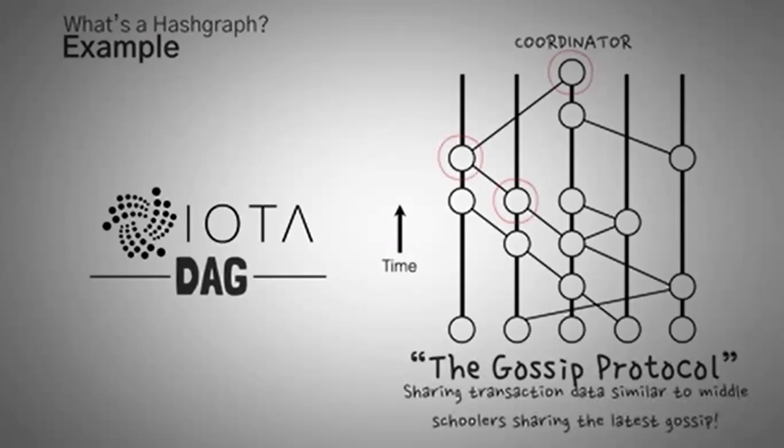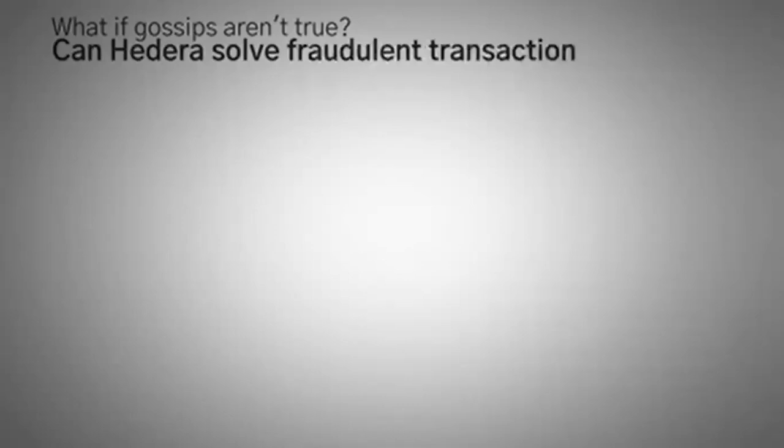So since all of this gossip is in the form of hashes, and Hashgraph uses a DAG, which stands for Directed Acyclic Graph, you can see where Hedera came up with hash graph. The messages are hashed, and the form of a network is technically a graph. But what about that lying I mentioned earlier? What about gossip that isn't real, or maybe gossip that is manipulative? Can Hedera solve fraudulent transactions or gossip?